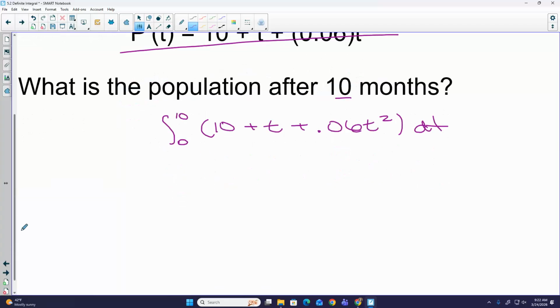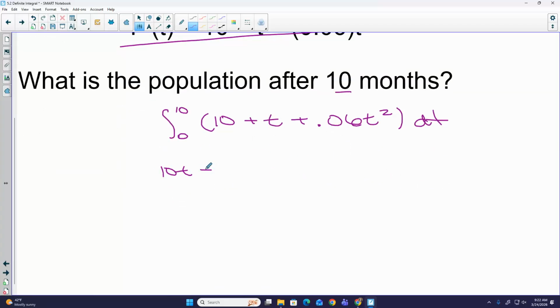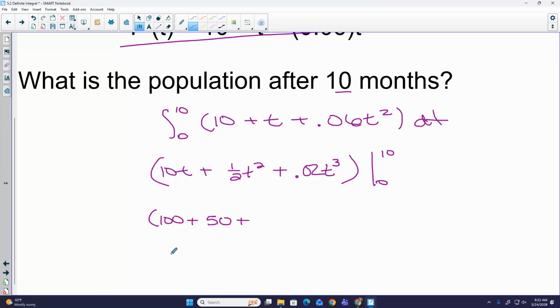All right, so antiderivative of 10 would be 10t. Antiderivative of t would be 1/2 t squared. Antiderivative of 0.06 t squared, so it'd be a t cubed, so divided by 3, so 0.02. So if I put in the 10, I get 170.